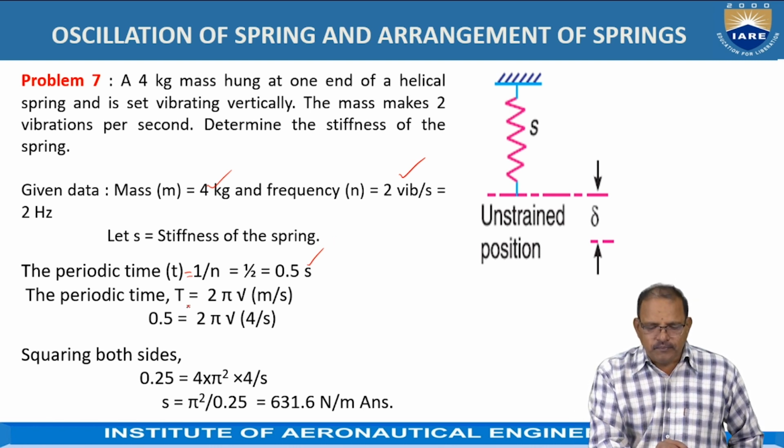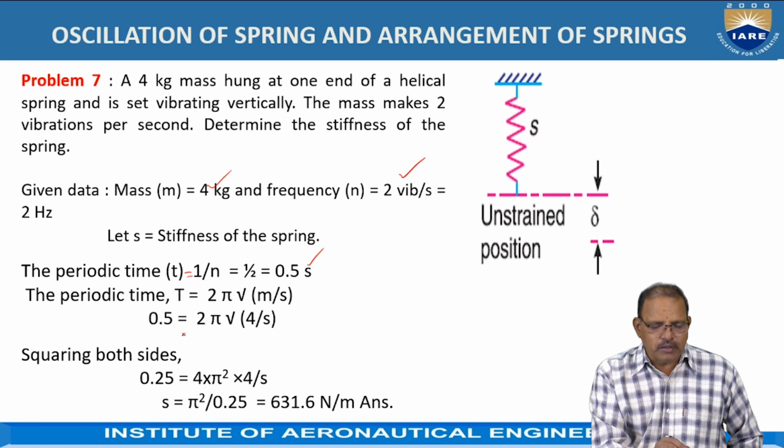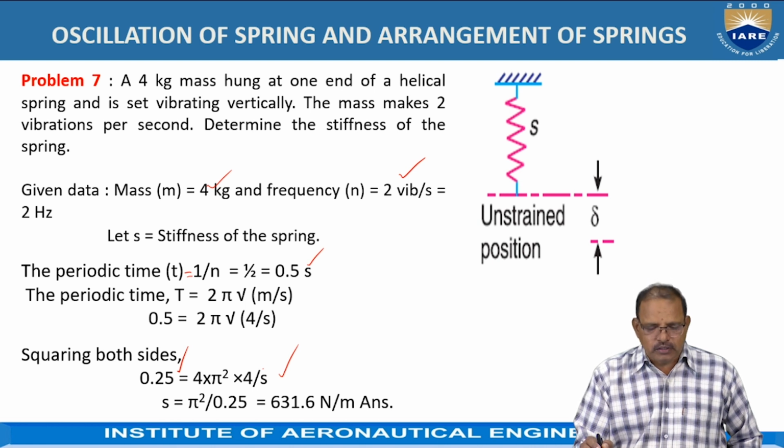For the vibrating system, time period is equal to 2 pi under root of m by s, so 0.5 is equal to 2 pi under root of m by s, where m is the mass suspended and s is the stiffness of the spring. Squaring on both sides, we got 0.25 is equal to 4 pi square into 4 by s. From this relation, s is equal to 16 pi square divided by 0.25, which is equal to 631.6 Newton per meter. This is known as the stiffness of the spring.